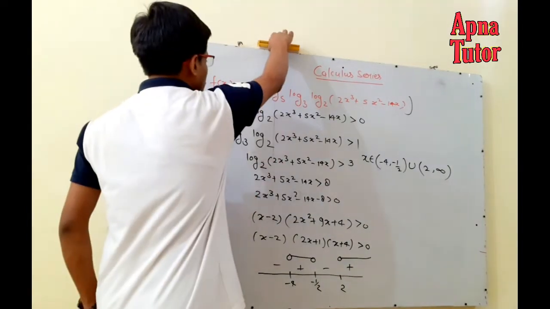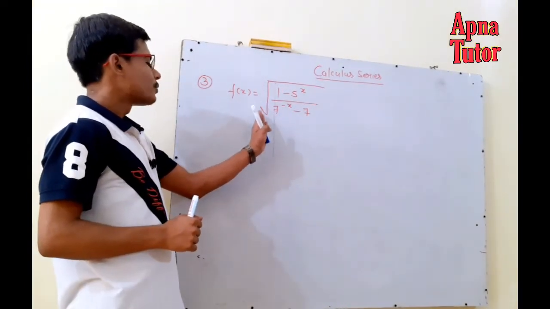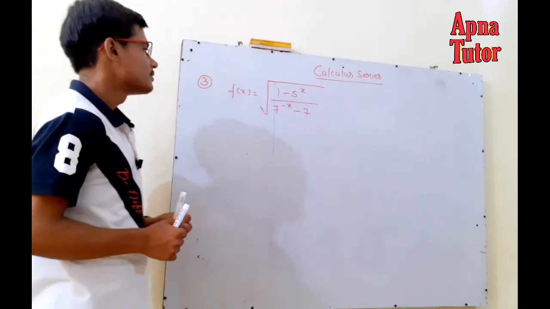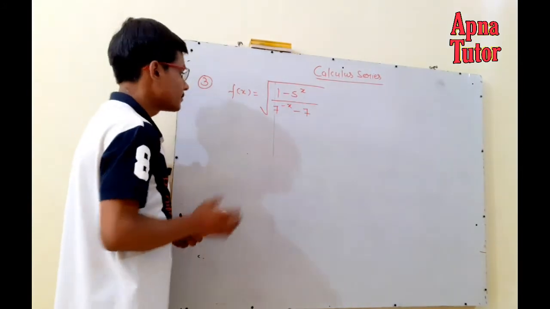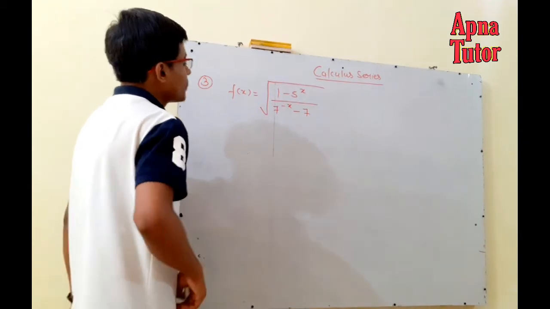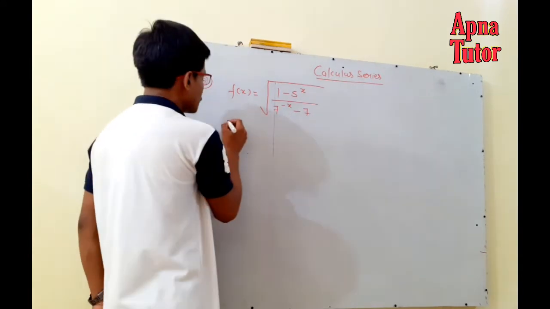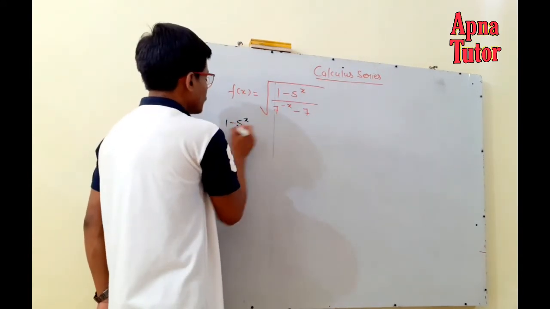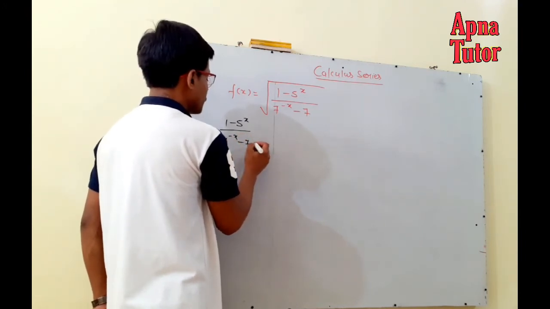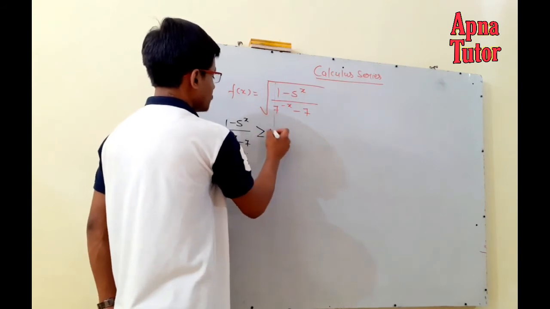So I will take the next problem. This is a problem which has a combination of root operation as well as exponential functions. How can you tackle this problem? Let us see. First you have to make this quantity positive. So we can write 1 minus 5 to the power x times 7 to the power minus x minus 7 must be greater than or equal to 0.